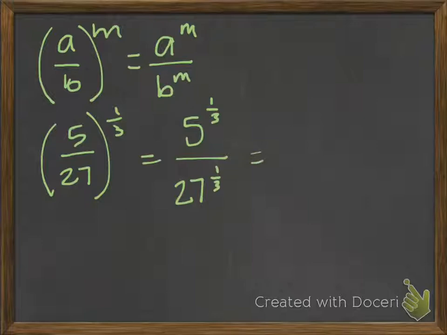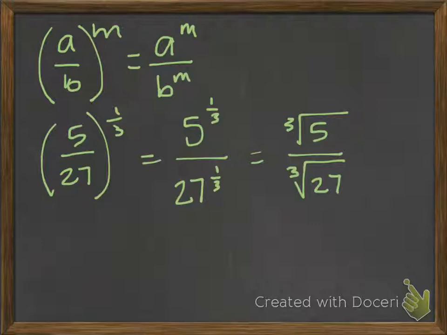So we're going to go back to putting it in radical form. This is the cube root of 5 over the cube root of 27, and one of these can simplify further. The cube root of 27 is 3. So my final answer will be the cube root of 5 all over 3. And that would be our final answer for that one.